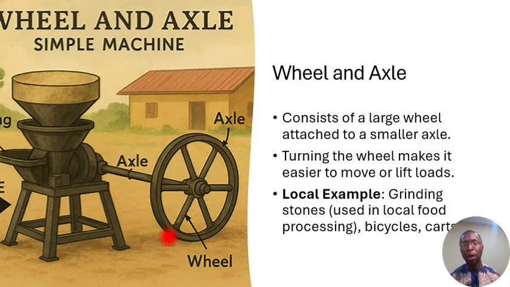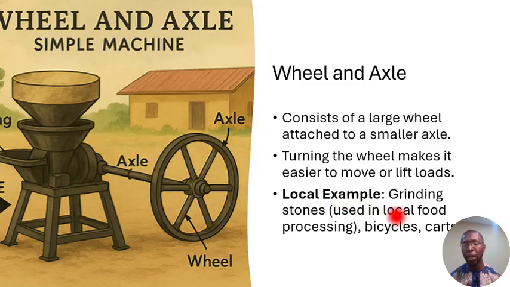So let's talk about another simple machine that is called the wheel and axle. The wheel and axle consists of a large wheel, you can see the wheel here, attached to the axle, and the turning of this wheel makes it easier to move the load. You can see that this is an area it can be applied, in a grinding mill. So as you are turning the wheel, the axle moves and allows the grinder to grind the content. So it is very, very applicable.